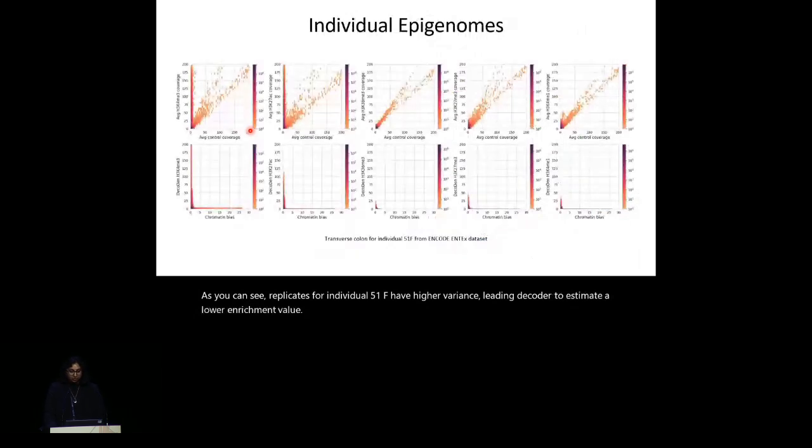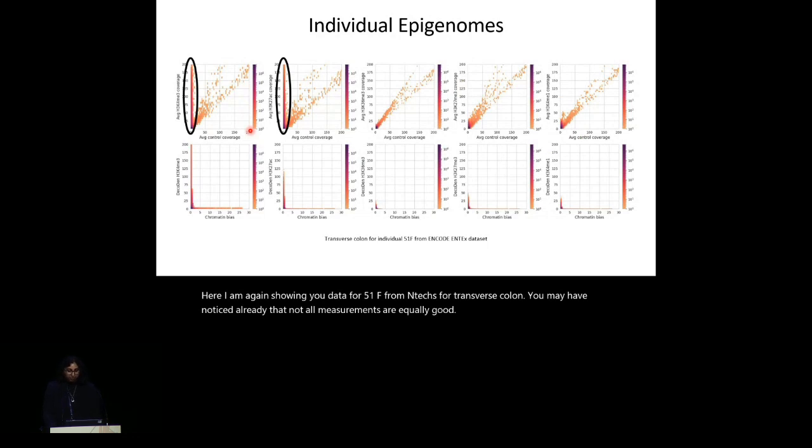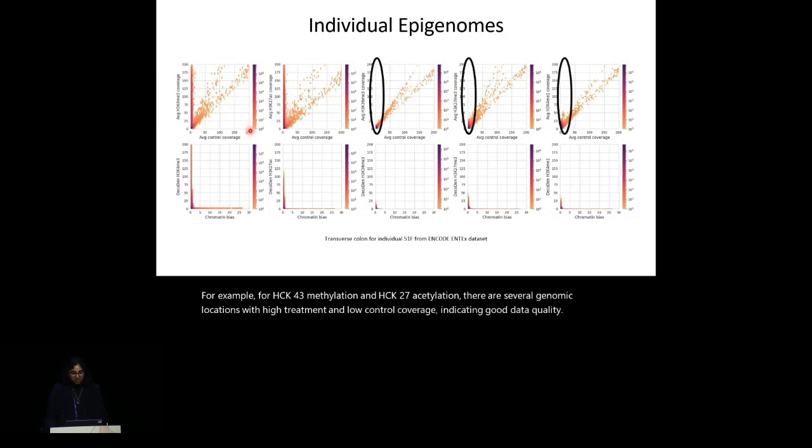Here I'm again showing you data for 51F from NTEX for transverse colon. You may have noticed already that not all measurements are equally good. For example, for H3K4me3 methylation and H3K27 acetylation, there are several genomic locations with high treatment and low control coverage, indicating good data quality. For the rest, which are H3K36me3 methylation, H3K27me3 methylation, and H3K4 monomethylation, the data quality is not as good. This is also reflected in the Decoden estimated enrichment.